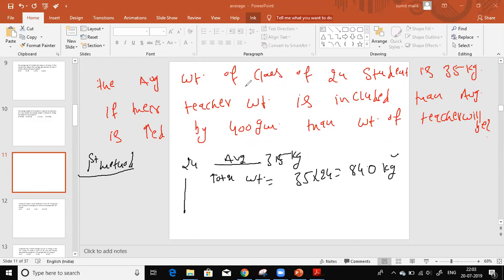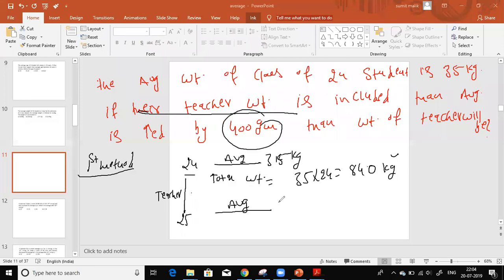Now what happens? If their teacher is included, now I am including the teacher. So the total number will become 25. And by the introduction of the teacher, the average is increased by 400 gram. What does it mean? The new average becomes 35.4 kg. Just convert gram into kg, divide by 1000, so it will be equal to 0.4 kg. 1 kg is equal to 1000 gram.